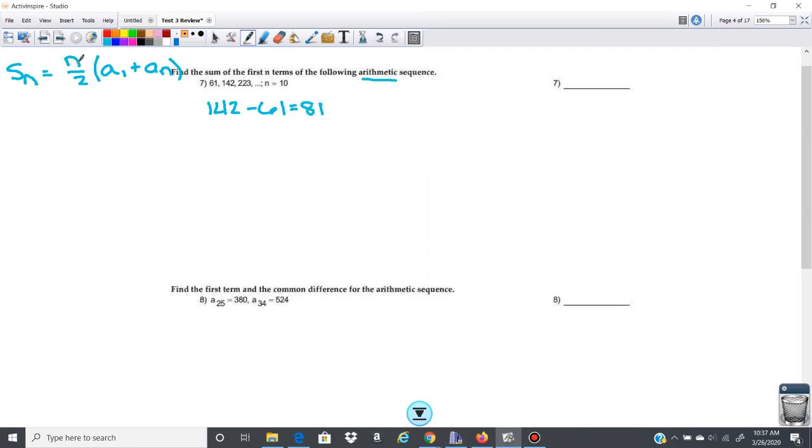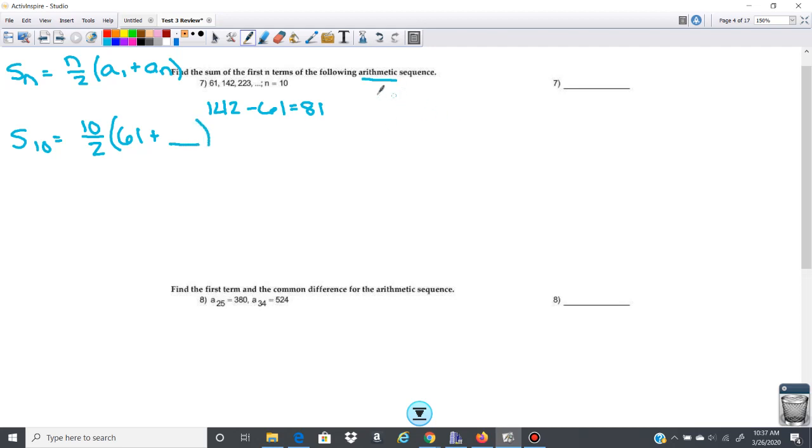So we're adding 81 each time. In order to find what we need for this formula, the sum of 10 terms is going to be 10 over 2 times a sub 1. Our a sub 1 here is 61, the first term given. I need the 10th term though, so I need a sub 10. That's what we need to find.